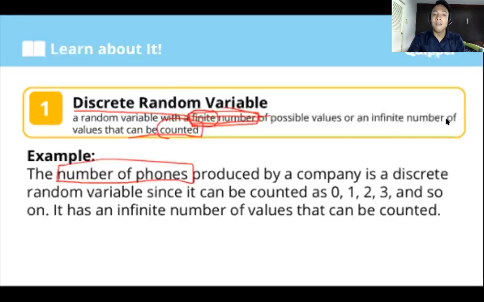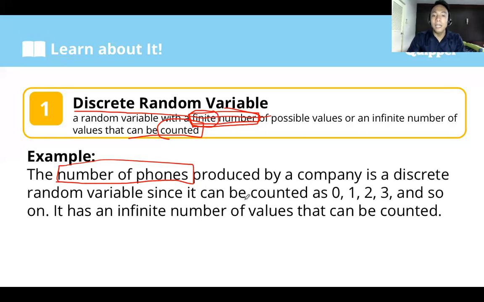Since it can be counted as 0, 1, 2, 3, and so on and so forth, it has an infinite number of values that can be counted. Diba? For example, meron pang pumasok na isang estudyante, ito pang 31, next naman 32, 33, 34, 35. So we have an infinite number of values that can be counted. That is discrete. Pinaka-summarization ng discrete is exact at nabibilang. Ang inyong mga kamay, exact at nabibilang.